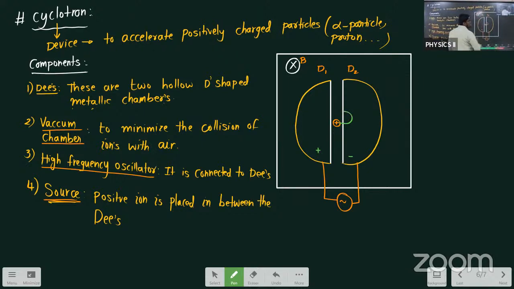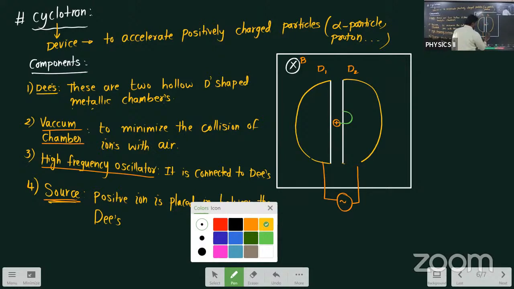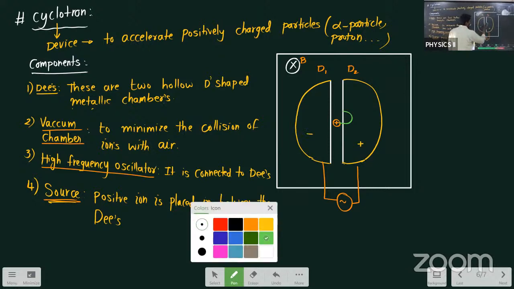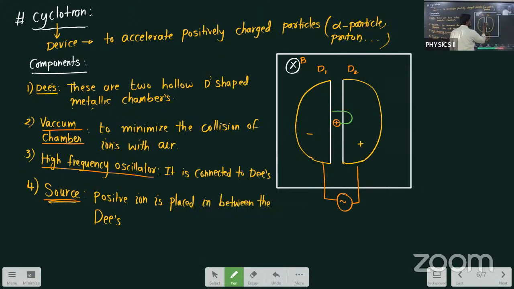Once this positive ion reaches this region, what will happen next? The high frequency oscillator will make this one positive and this one negative. Due to that, what will happen? It will accelerate towards the D1 region or D1 chamber with high velocity. It will increase its velocity. Once this positive ion reaches chamber D1, again it will make which motion? A circular motion with a little bit more radius because its velocity has been increased.